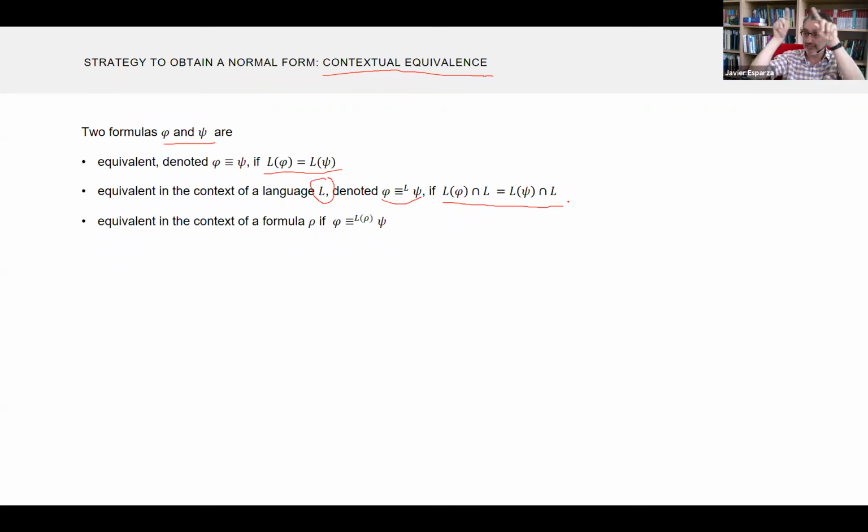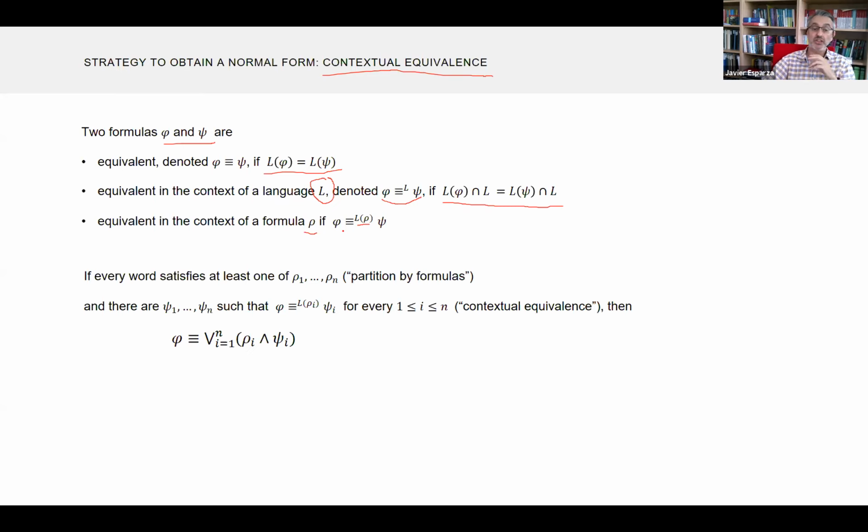We have L as a window and we only see the things in L. And then, if we have a formula rho, which has a language L rho, then we can also say when two formulas are equivalent with respect to a third formula. This will be the case if they are equivalent with respect to the language of that third formula.